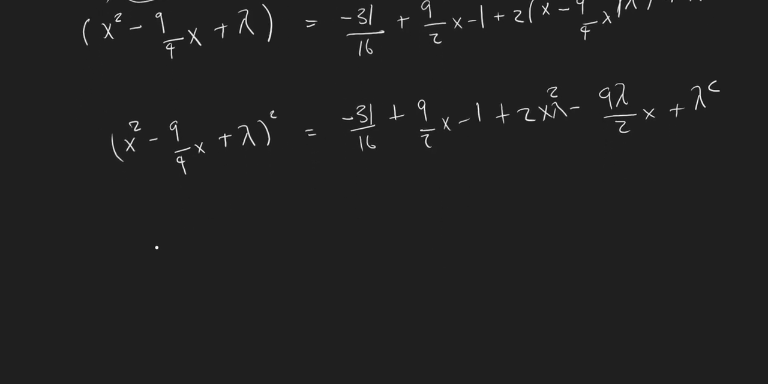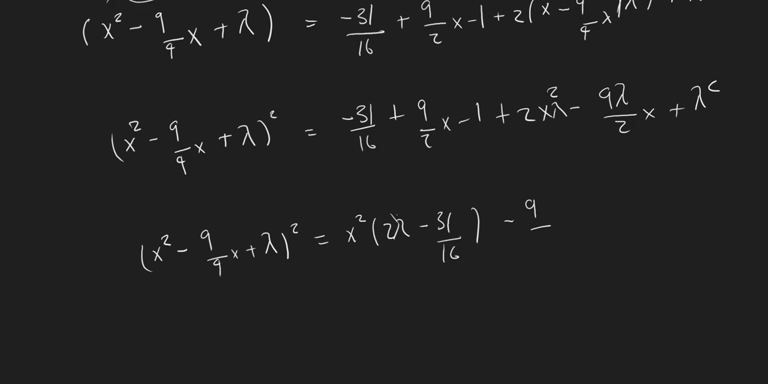So we get x squared minus 9 over 4x plus lambda squared equals, so let's factor out x squared here. We get 2 lambda, a horrible looking lambda, minus 31 over 16, that's A, minus 9 over 2 x. We factor out 9 over 2 just so everything looks cleaner. And that's going to give us lambda minus 1 plus lambda squared minus 1.